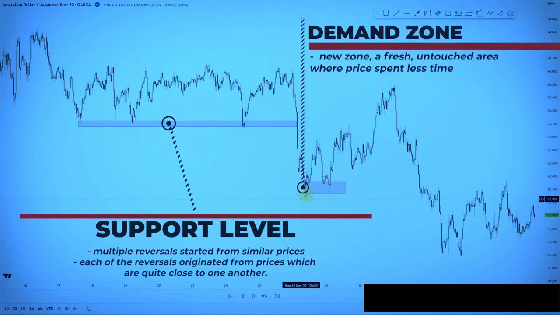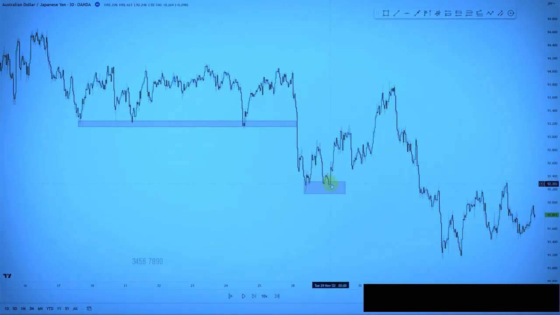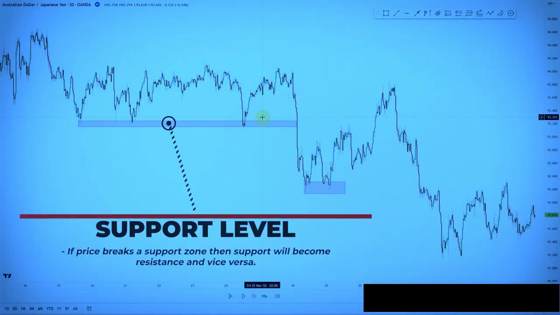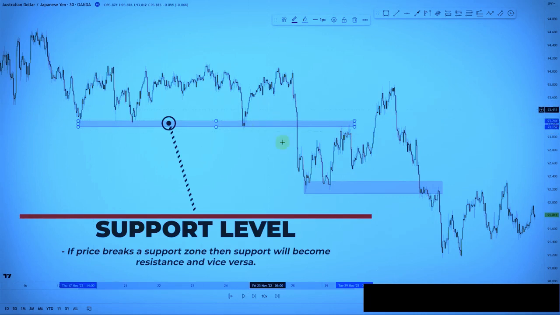Now, when trading supply and demand, things are different. If you want to day trade using this concept, you'll mainly look for new zones. A supply or demand zone is a fresh, untouched area where price spent less time. You don't watch in the history of a market for the validity of the zone. You don't wait for multiple retests of the same area. Another difference, if price will break the support zone, then the support will become resistance and vice versa. This is a common day trading strategy, which is actually very powerful when traded correctly.